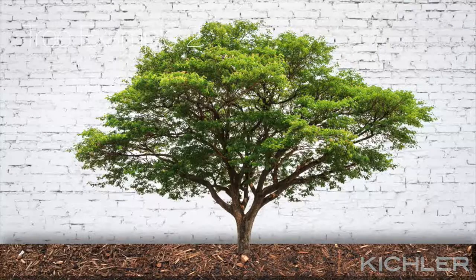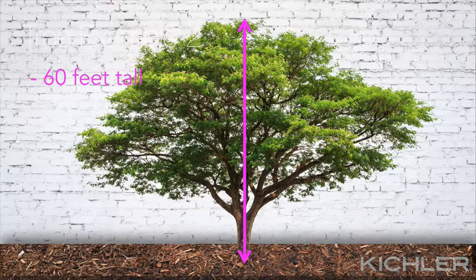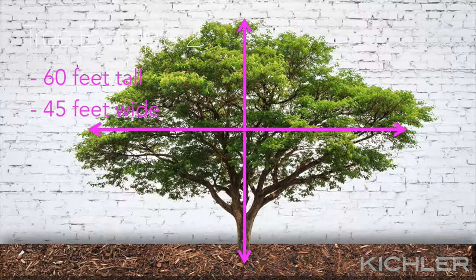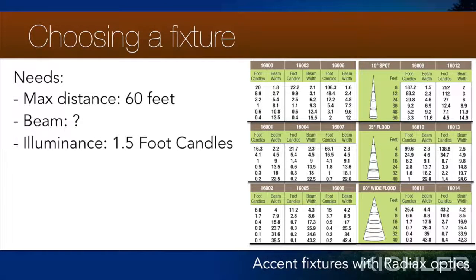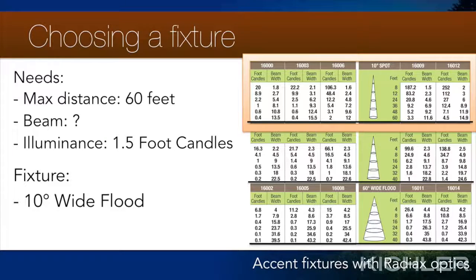Here's another example. Suppose we have a large oak tree. It's 60 feet tall and 45 feet wide and has some really amazing branches inside of it. What fixtures should we choose for this tree? Consulting the photometric data, at 60 feet from the fixture, we can see that even the 35-degree and the 60-degree beam spread fixtures with the greatest lumen output don't quite make it to our 1.5 foot candles at 60 feet from the fixture. So, if we want to get light up to the top of this tree, a 10-degree beam spread fixture is going to be the best way to go.